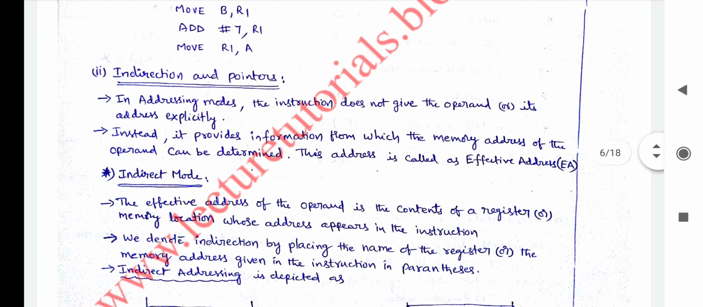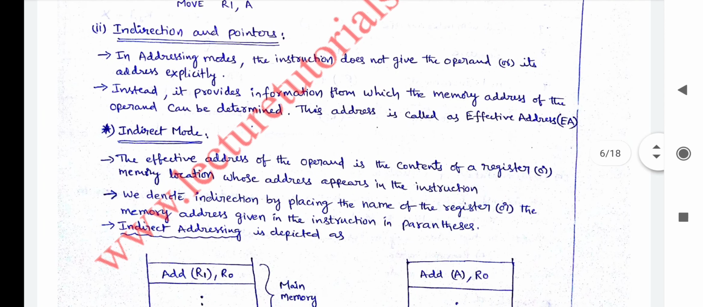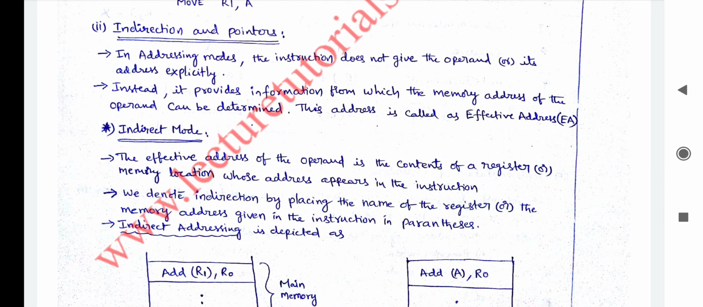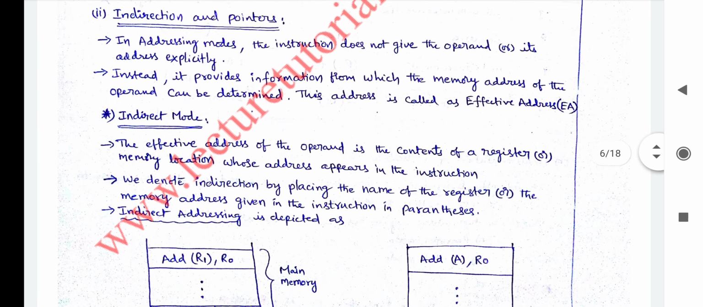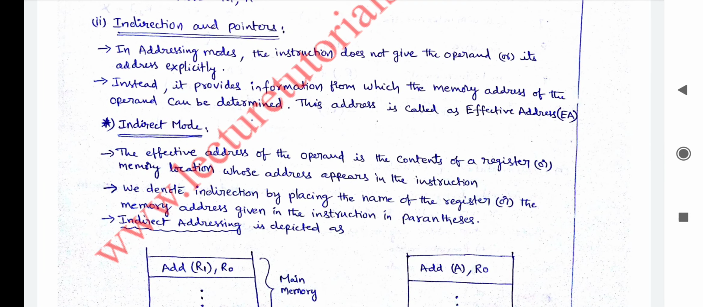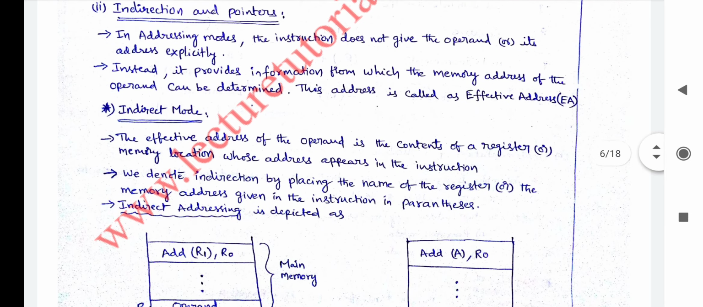Next, indirection and pointers. In indirection, the instruction does not give the operand or its address explicitly. Instead, it provides information from which the memory address of the operand can be determined. The address is called the effective address. Already I told you about the effective address. Next, indirect mode.